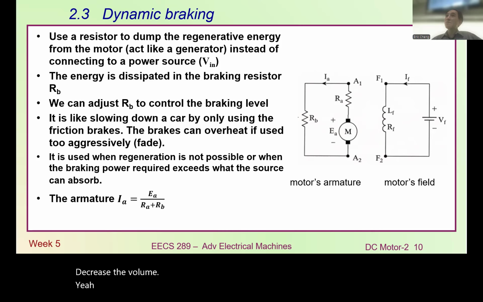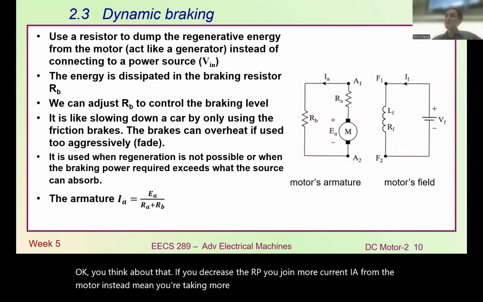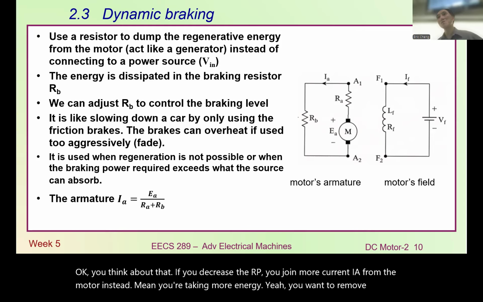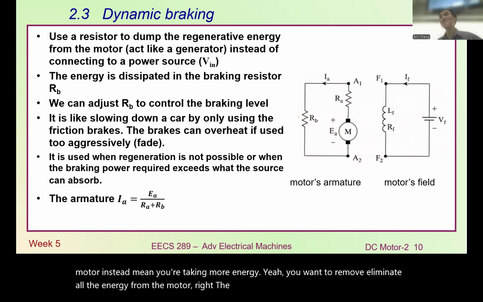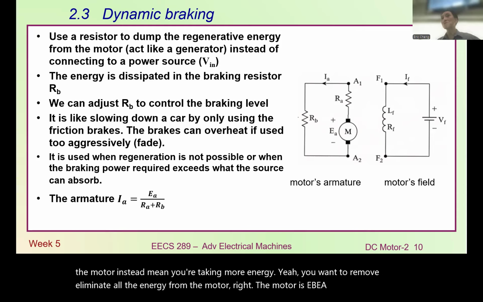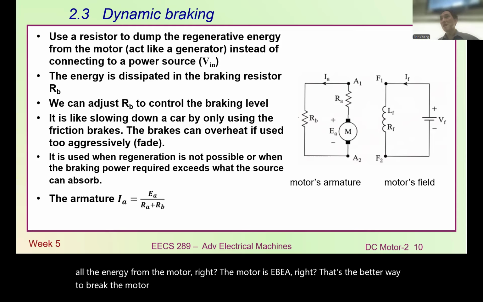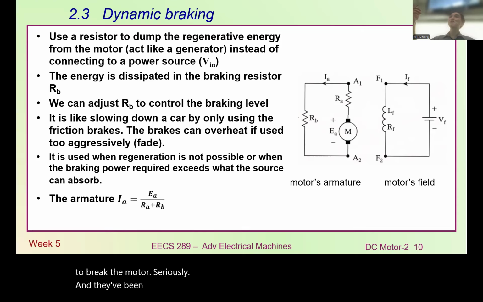If you decrease the RB, you draw more current IA from the motor. Does that mean you're taking more energy? Yeah, you want to eliminate all the energy from the motor, right? The motor is an EA, right? That's the better way to brake the motor seriously. And when the current becomes so large, the I squared R loss is still large anyway.